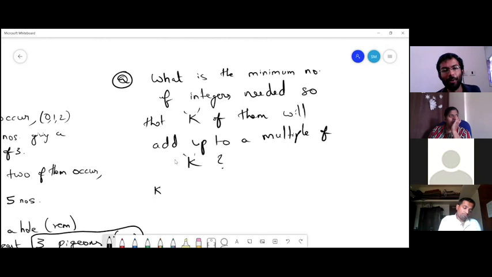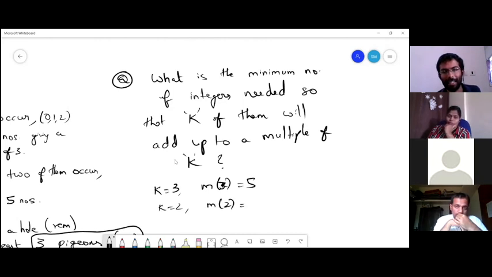So when k is equal to 3, we saw that the minimum is 5. When k is equal to 2, in the last session, we would have seen that m of 2 is 3. Right. So for k equal to 4, and for any general k, can we generalize? This is one question which naturally comes up, isn't it? So for this question, even I tried looking at it for some time. I couldn't make any significant progress.